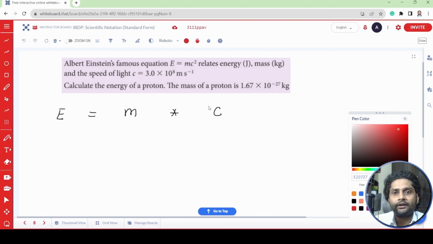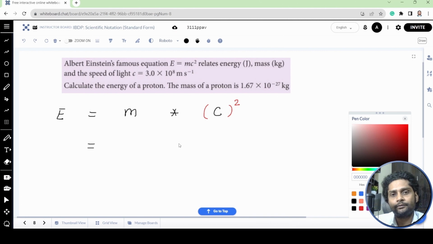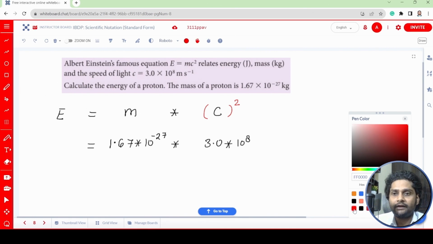So first of all, we have E equals m times c squared. So in that format, we have to write the formula. Now the value of mass, that is m, is given to you as 1.67 times 10 raised to the power of negative 27, whereas the value of c is given to you as 3.0 times 10 raised to the power of 8. Okay, no problem. And now, students, it's squared, so you have to make sure to square it like this.